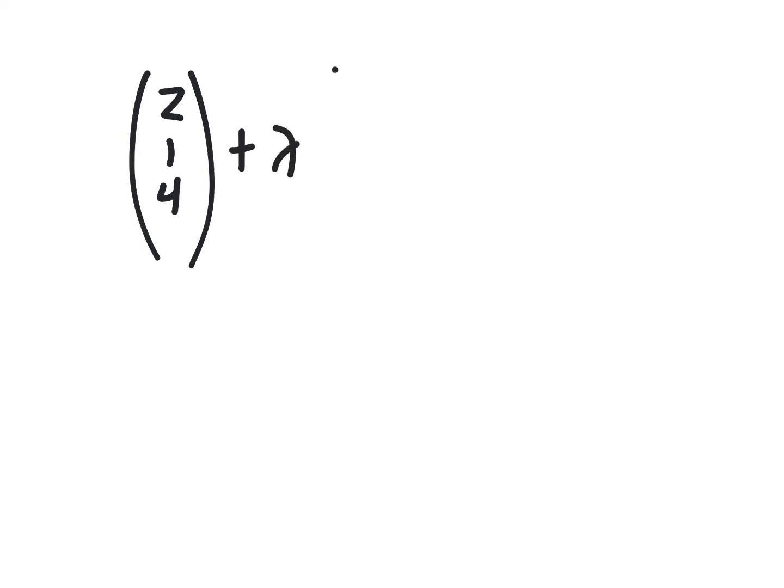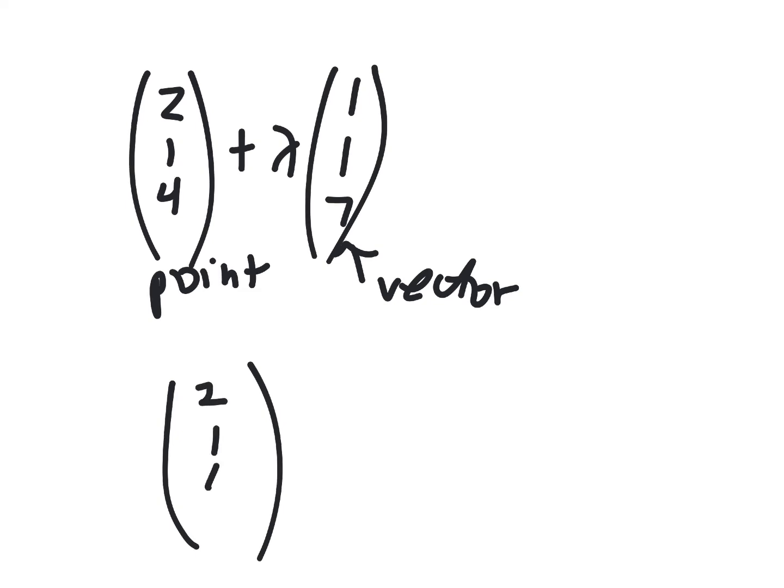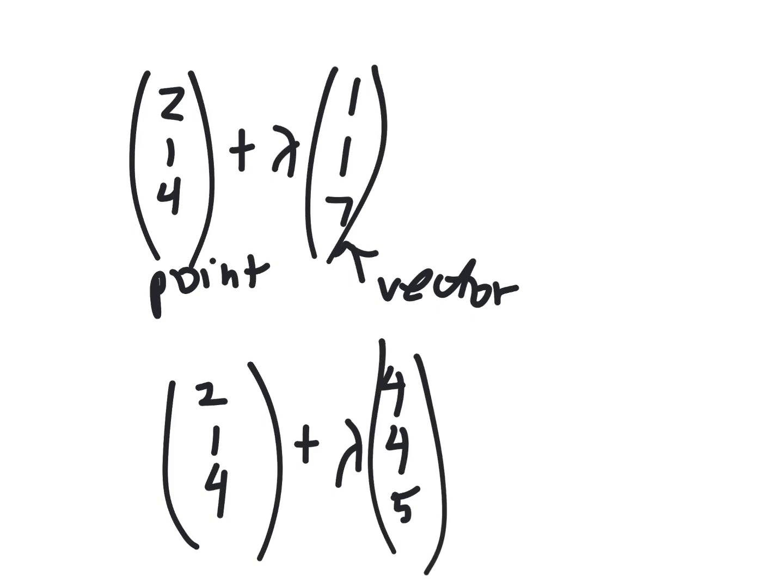Okay, so the reason I wanted to review that is because if I give you these two equations where this is a point 2, 1, 4 plus lambda 1, 1, 7. Do you get that that's in that form, so you should know this is a point? And you should know that's a vector? All right. So then I give you another one. This one's also going to start at 2, 1, 4, but it's going to go a completely opposite direction. 4, 4, 5. Would you agree that those two both share the point 2, 1, 4? And then they go in different directions.